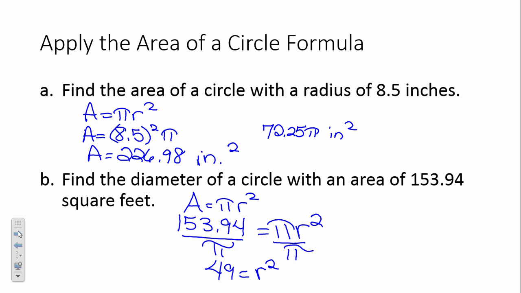Good. How did you find that? You square rooted it. The opposite of squaring is square root. We square root 49. We get r is equal to 7. Are we finished? No, because what did they ask for? Diameter. If they ask for the diameter and we have the radius, what do we do to the radius? Times it by 2. So our diameter is 14. And what's our unit?